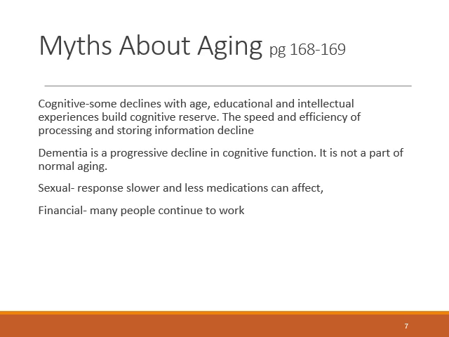So the speed and efficiency of processing and storing information does decline, so it might take a little longer to read a book, a little longer to do a crossword puzzle, but just keep doing them. It can improve. Dementia is a progressive decline in cognitive function. It is not a part of normal aging.